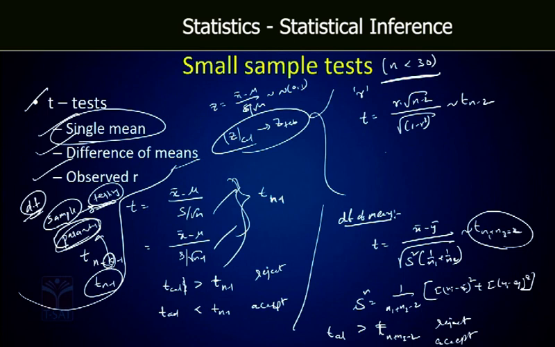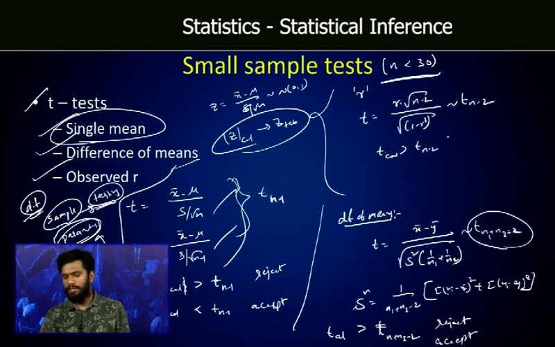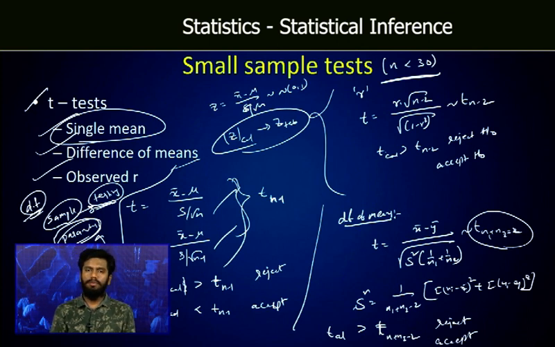So this is a parameter r we are calculating here. It is following t with n minus 2 degrees of freedom. So if t calculated is greater than t with n minus 2 degrees of freedom, then we will reject the h naught, otherwise we will accept the h naught. Remember the test statistic formulas, they are very important. Remaining, the procedures are the same for every test.